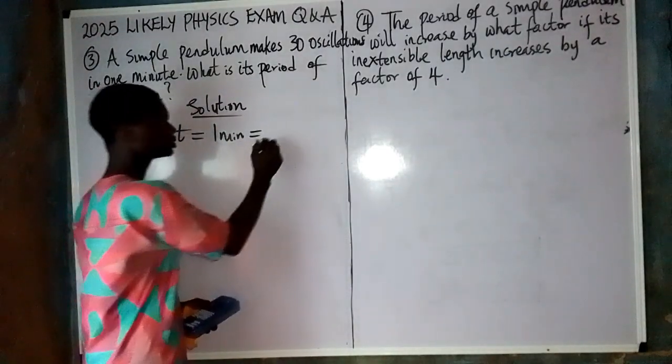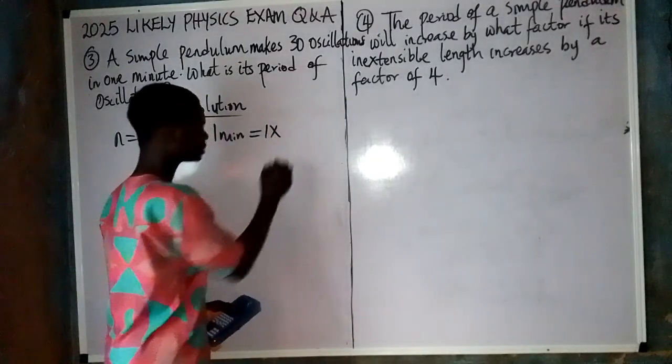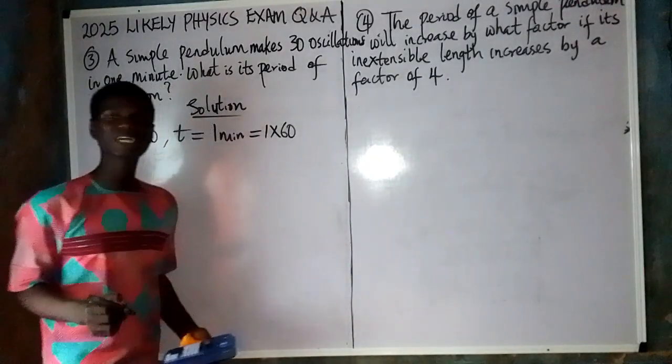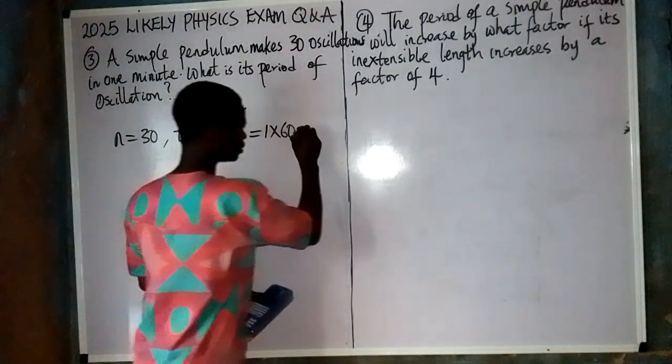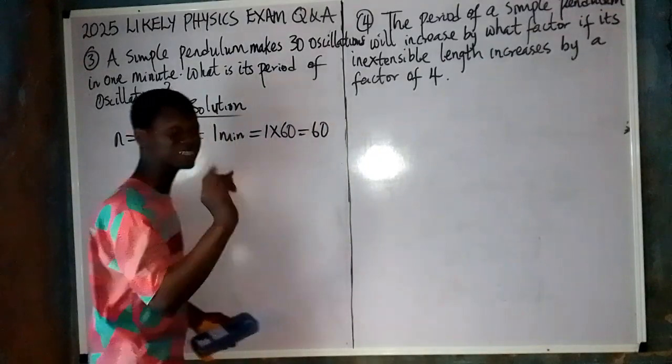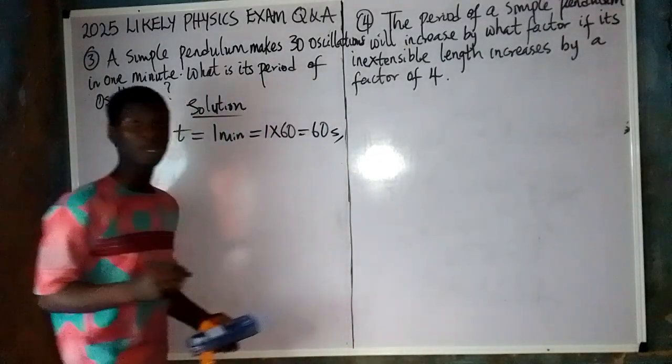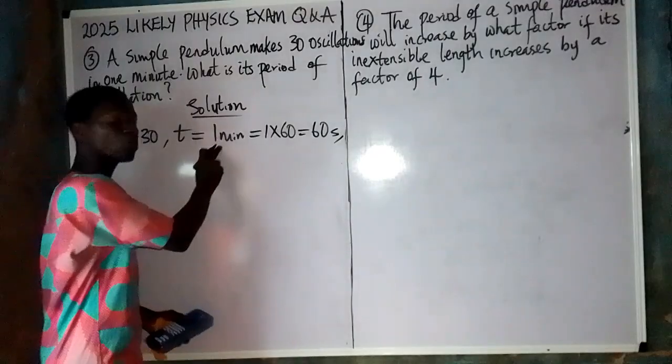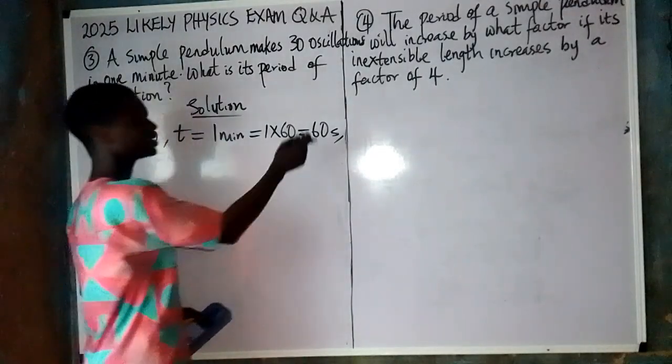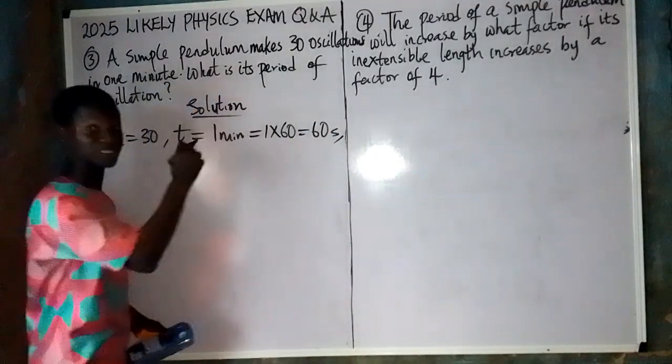In this case, we'll say 1 times 60. 1 times 60 is what? 60. So we'll be working with 60 seconds. I hope that is clear. We will not use 1 minute to solve, but we'll be working with what? 60 seconds, which is the equivalent.